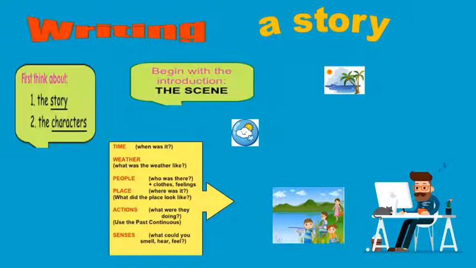So, the time, when was it? The weather, what was the weather like? People, who was there? Clothes and feelings. Place, where was it and what did the place look like? The action, what were they doing? Be careful here because all the action should be in the past continuous, and the senses, what could you smell, hear, or feel?